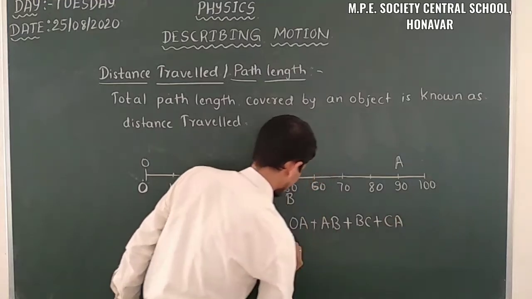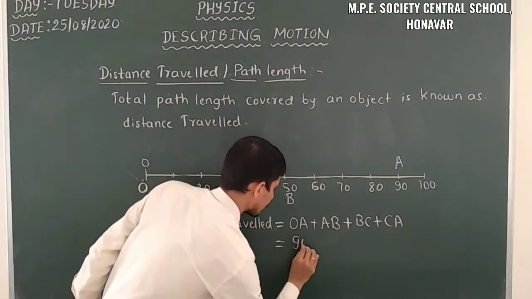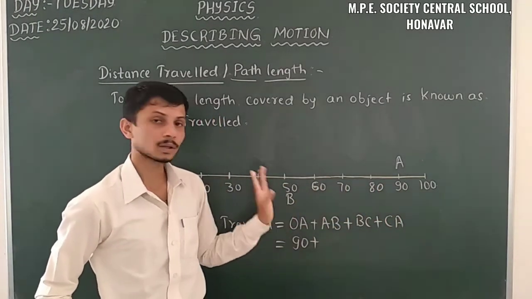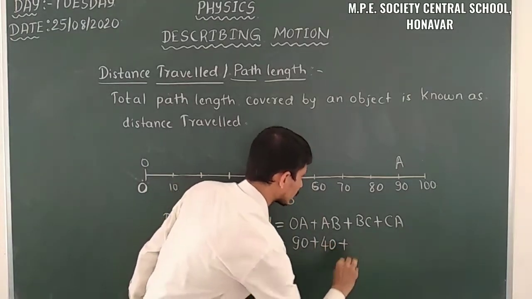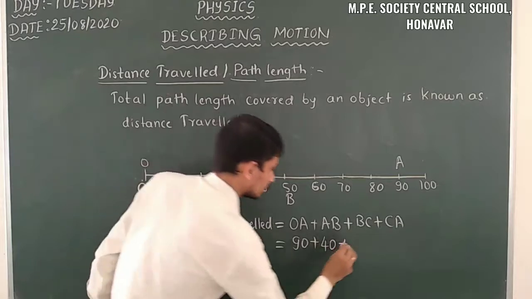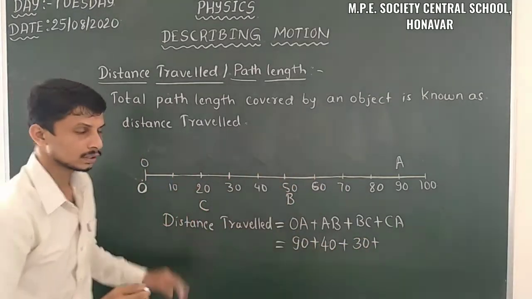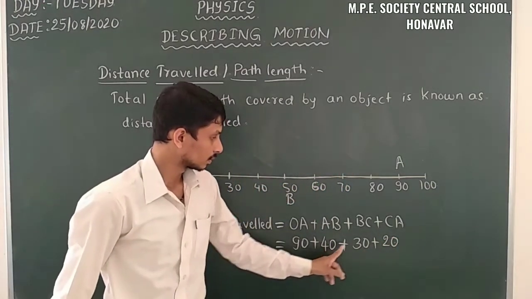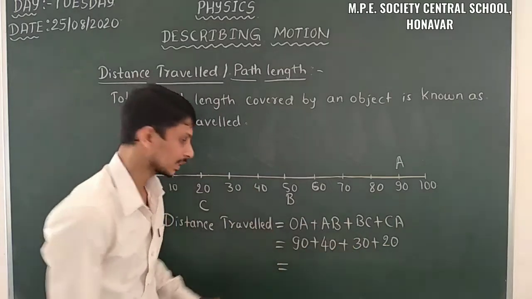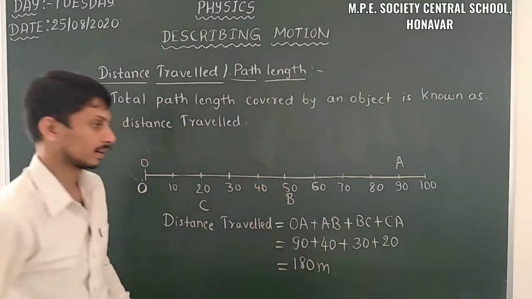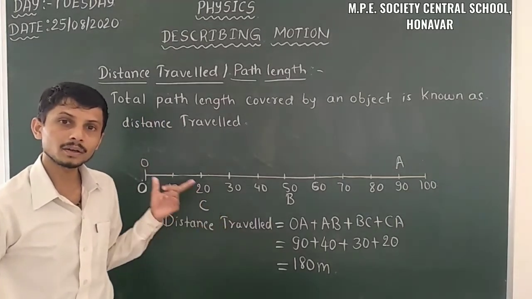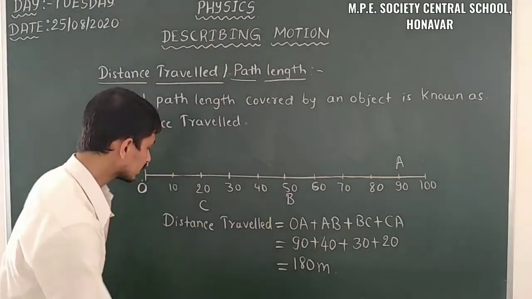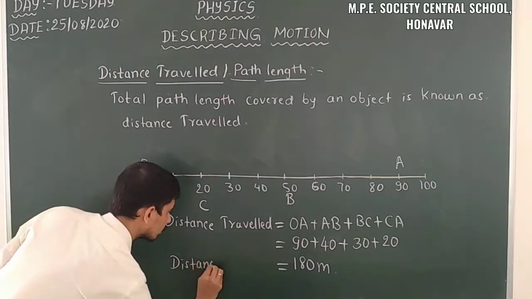Here OA is equal to 90. AB means 50 to 90, that is only 40 meter. Then BC is 30 meter. Then CA is only 20 meter. What is the total distance traveled here? 30 plus 20 is 50, 50 plus 40 is 90, 90 plus 90 is 180 meter. So the total distance traveled by the object is 180 meter.